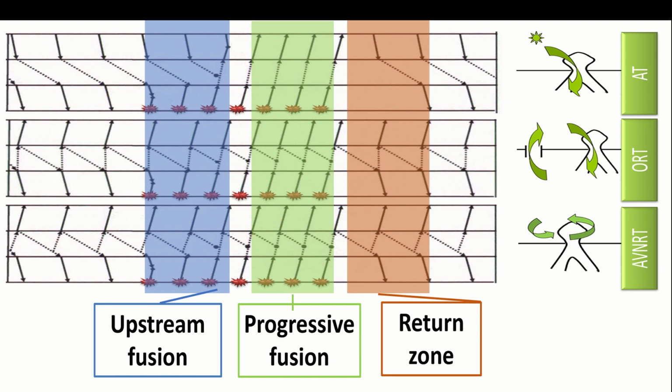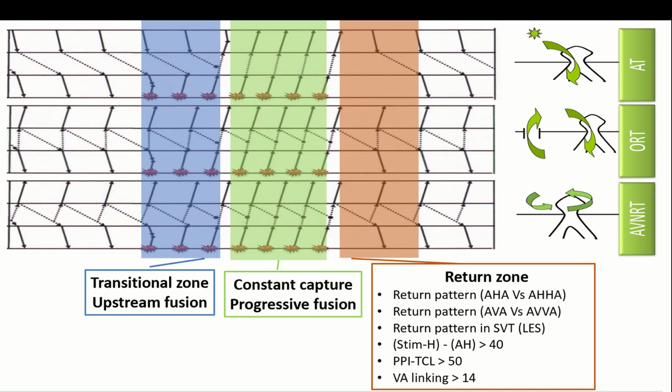And as we know, when we do the overdrive pacing, the most powerful diagnostic maneuver, we have three main zones: initial transitional zone, upstream fusion, then constant capture, maybe progressive fusion, and finally the return zone. After we stop the overdrive pacing, the return zone is the most important zone from which we will have much data that we should interpret. And today we are telling about many findings in the return zone.